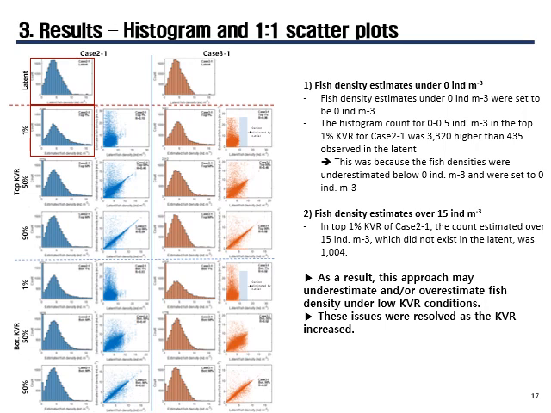And in the top 1% K-area of case 2, the count estimated over 15, which did not exist in the latent, was 1,004. As a result, this approach may underestimate and overestimate fish density under low K-area conditions, and these issues were resolved as the K-area increased.